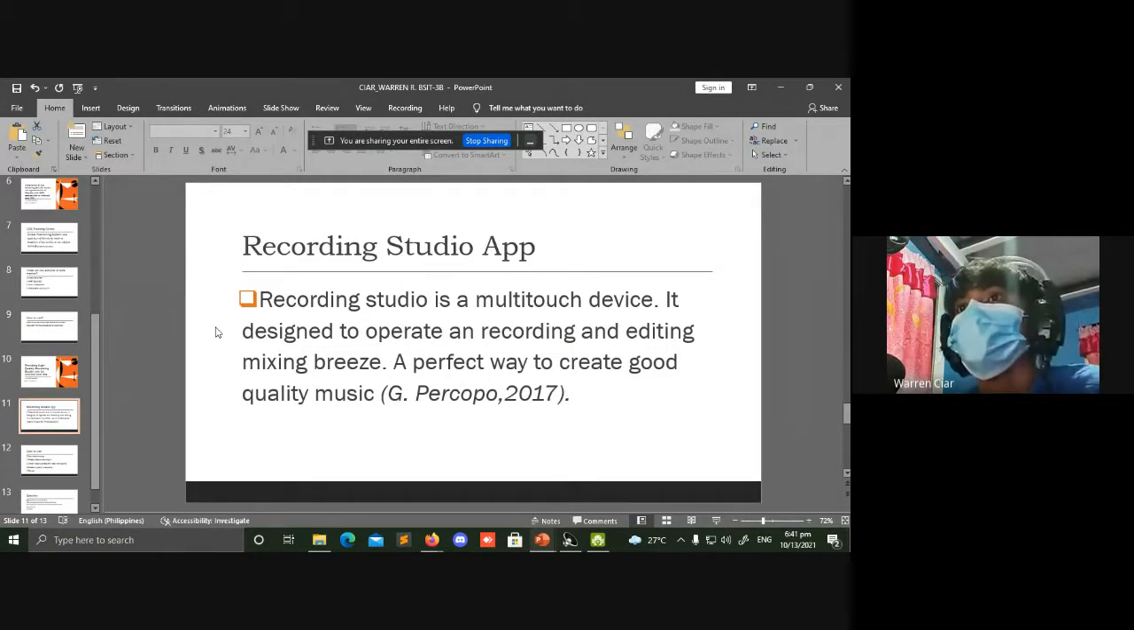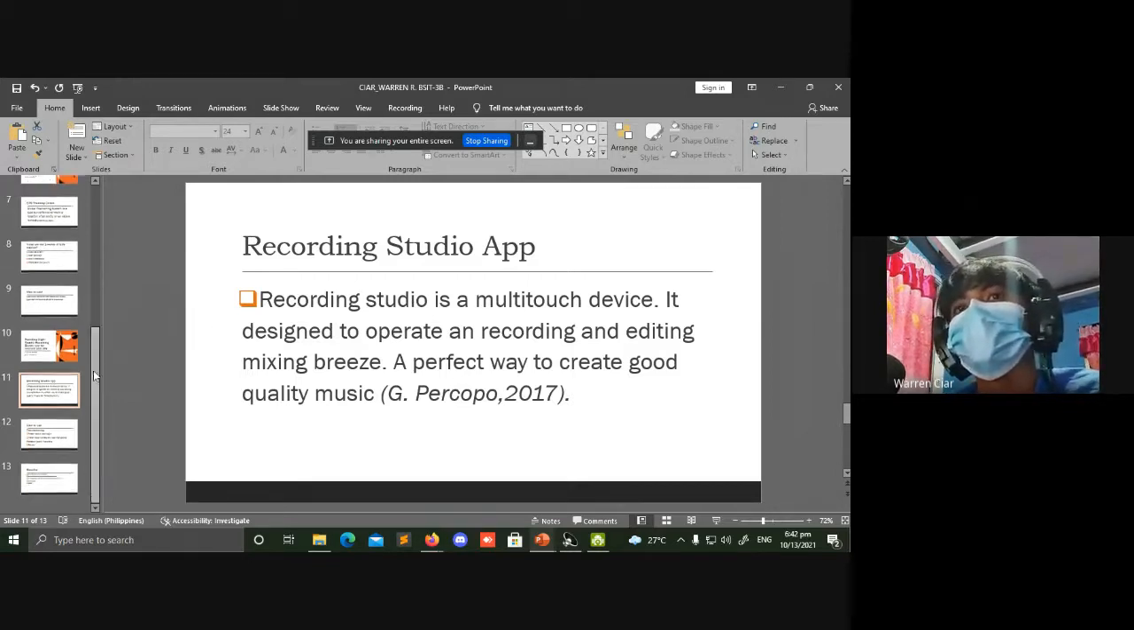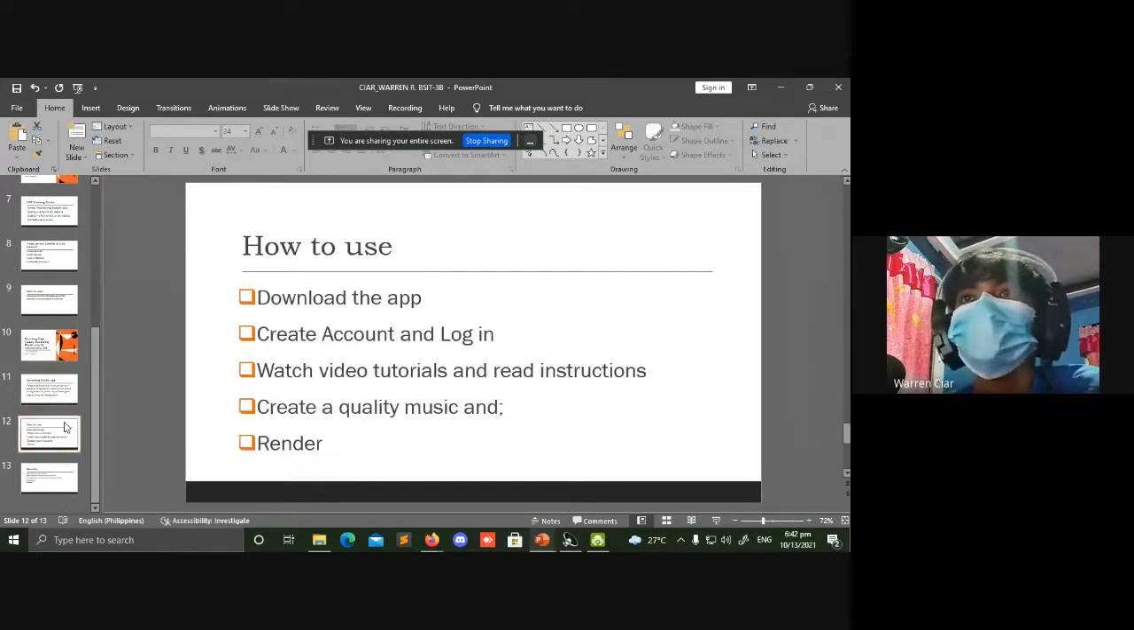Recording Studio Application Overview. Recording Studio is a multi-touch application designed for recording, editing, and mixing, a perfect way to create good quality music. Multi-touch means you can touch your screen many times. That's the meaning of multi-touch. So how to use this system?